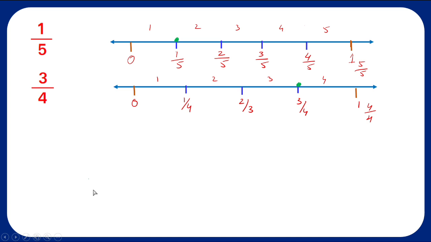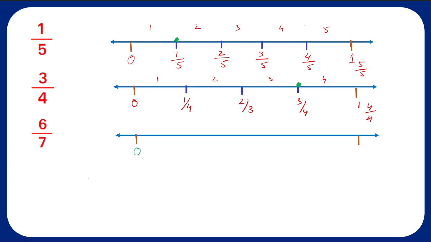Let's look at another fraction, the fraction 6/7. This is also a proper fraction and the denominator is 7. So it has to be divided into 7 equal parts because q is 7, the denominator. So the interval should be from 0 to 1. Since this is a proper fraction, it will lie between 0 and 1, and this has to be divided into 7 equal parts.